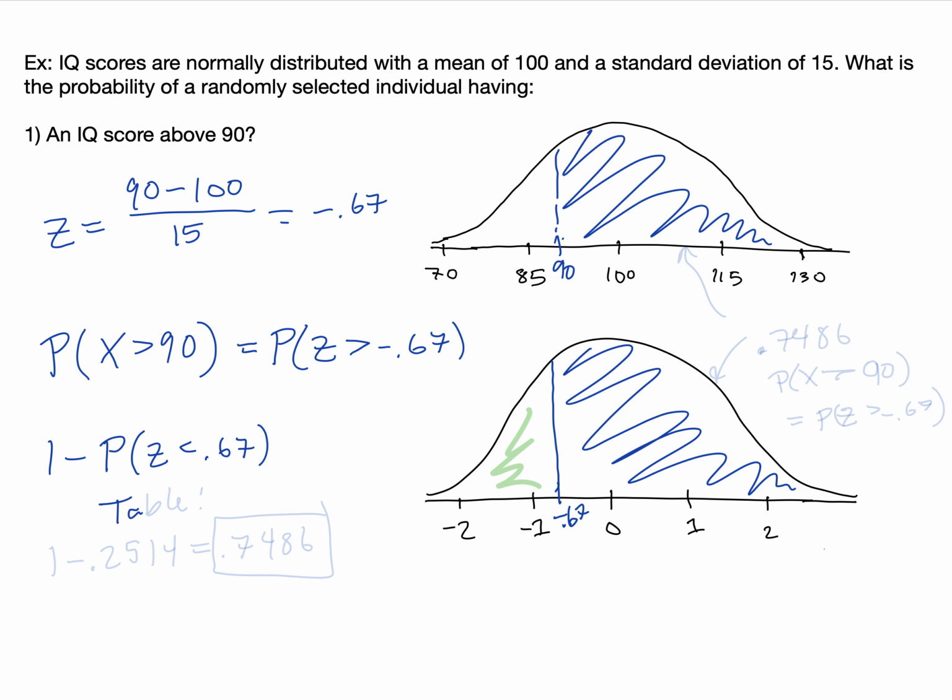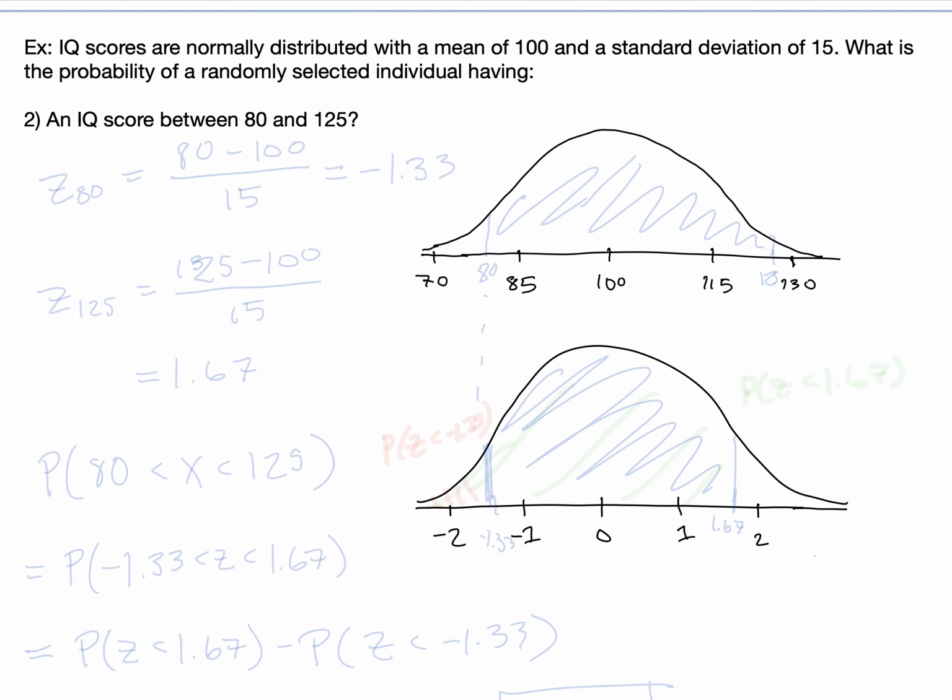And for that, we are going to use the table. I'm not going to copy it here, but if you look up 0.67 in the table, you will get a probability of 0.2514. So this is 1 minus 0.2514. And after you do the subtraction, 0.7486 is our probability. So 0.7486 is this blue shaded region, and that's equal to the probability that x is greater than 90, and it's also equal to the probability that z is greater than negative 0.67.